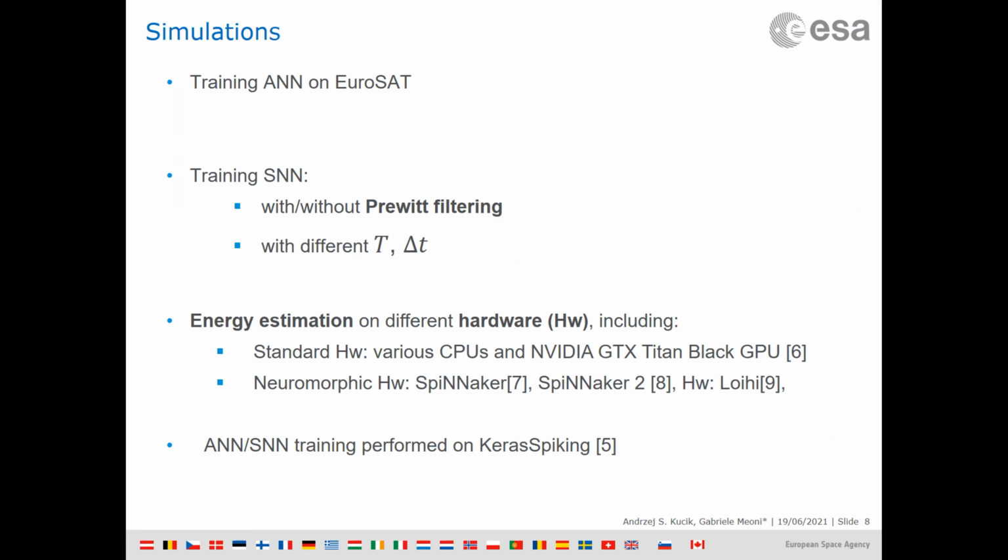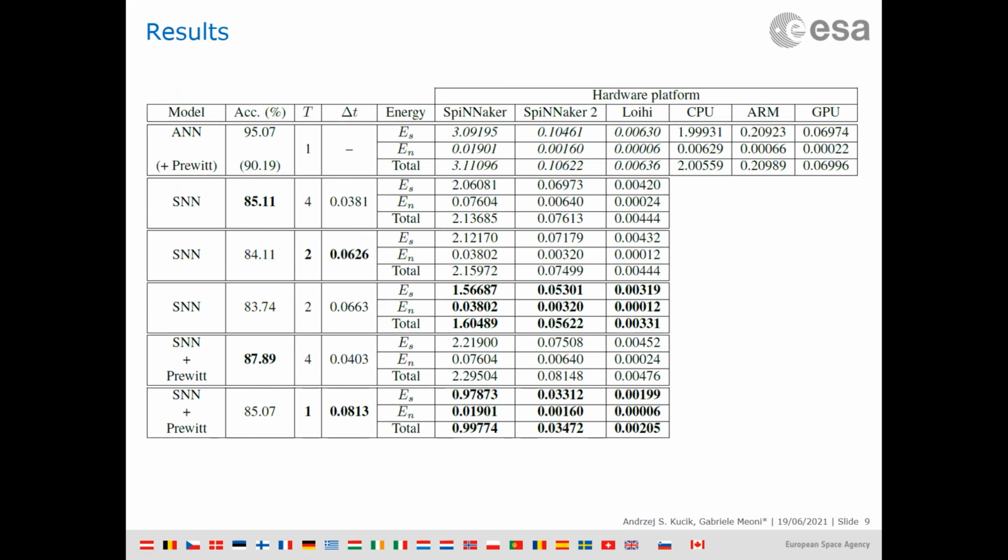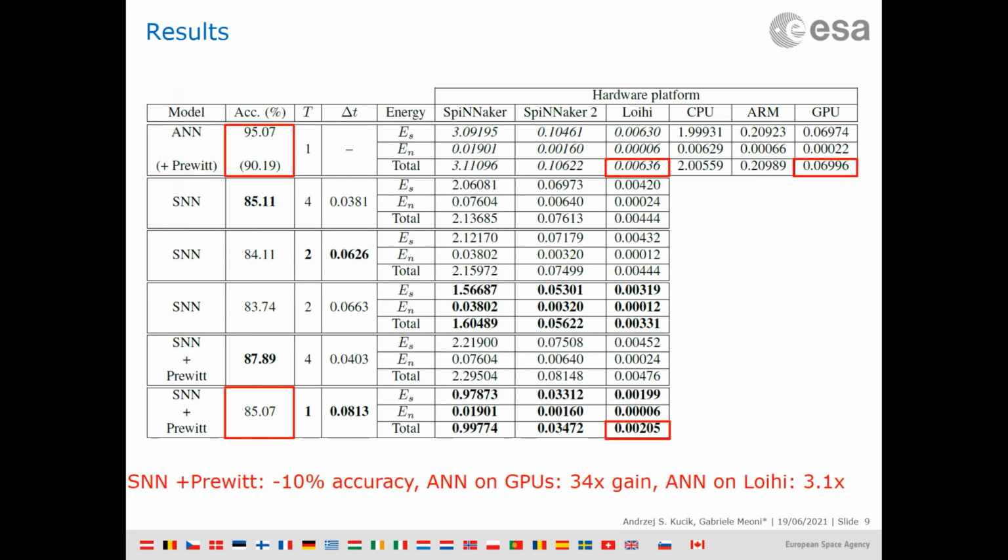So the results are basically this, just to underline the most interesting one. If you consider the Prewitt filter and you deploy the artificial model on the GPU, you have a loss in accuracy, and that's pretty high also. It's like 10%, but at the same time, you have a pretty high, like 34 times gain in energy. But it's not only dependent on the hardware efficiency, because if you compare the models themselves on the same hardware, so on the Loihi, still you have some gain in energy.